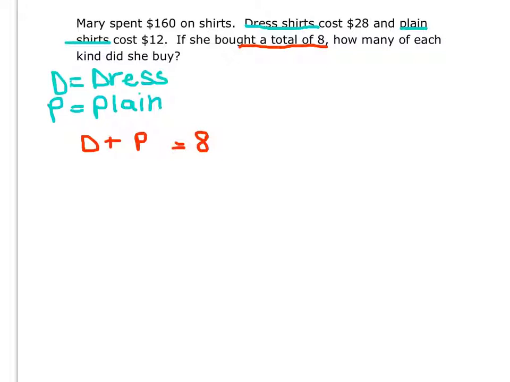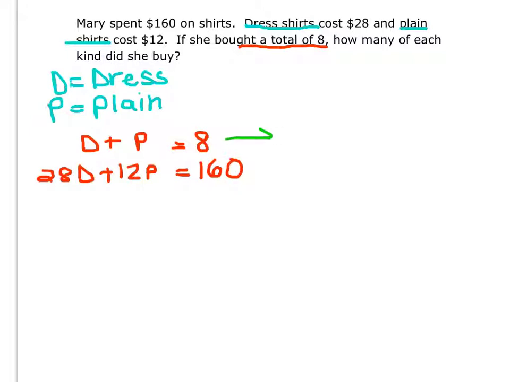The next equation, we're going to use how much each dress shirt and plain shirt cost. She spent $160, so this equation will equal $160. Now $28 for every dress shirt, so we're going to write 28 times D plus $12 times P because the plain shirts cost $12.